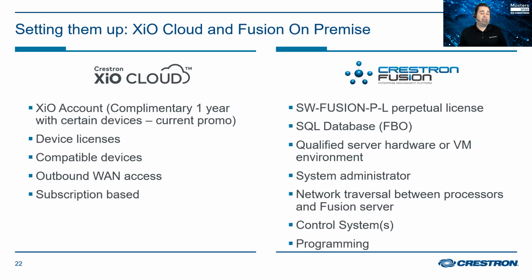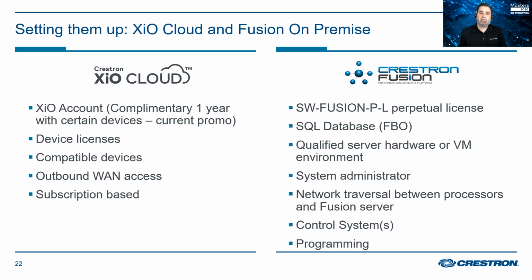Devices need to be able to see the server, and the server needs to be able to see the devices, right? So if I've got a multi-site installation, I need to have the ability for my processor in site A to be able to see the Fusion server in site B, okay? Whereas things in the cloud, that's not so much a concern because we're meeting in the cloud. As long as I can see the cloud and they can see the cloud, we meet in the cloud, okay?